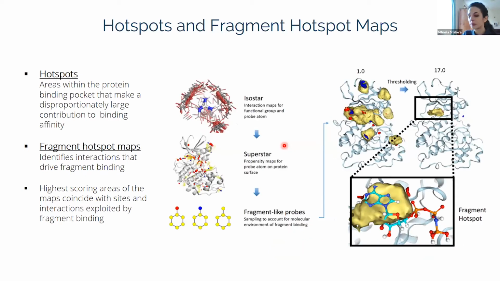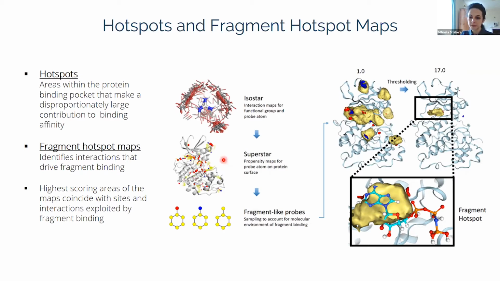So the way the method works is it starts by calculating SuperStar maps, which basically show the propensity for a probe atom, so in this case, a carbonyl oxygen, uncharged nitrogen, or aromatic carbon atom, around query groups on the surface of the protein, and this is based on interaction scatter plot information in the IsoStar database. These SuperStar maps are then weighted by the buriedness of a point on the surface, as fragments tend to bind in pockets.